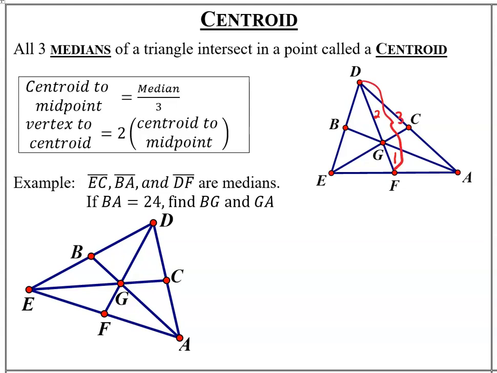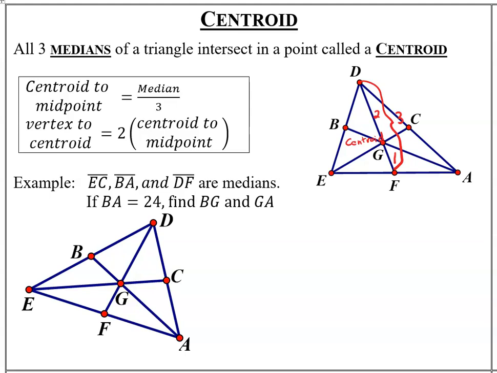So the entire median would have a length of 3. This little short part from the centroid down to the midpoint would have a length of 1, and then from the centroid up to the vertex would have a length of 2. So this is the centroid right here in the middle. Okay, so centroid to the midpoint, this little short part down at the bottom, is 1/3 the length of the whole thing. And then if you know the short part, you could double it to get the long part.